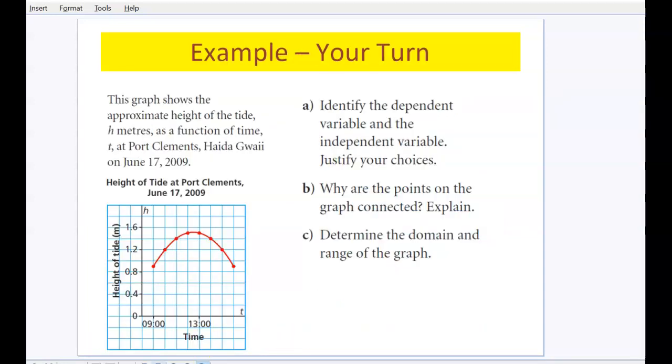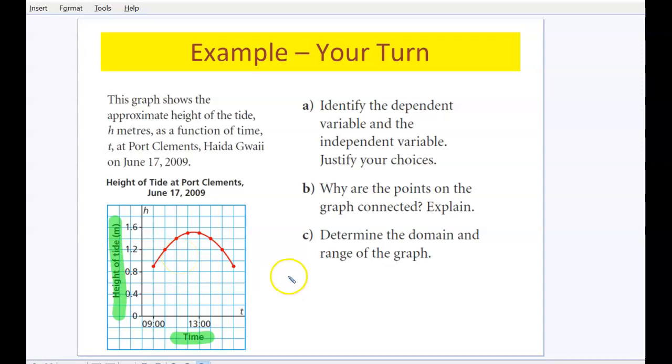Okay, this graph shows the approximate height of the tide of h meters as a function of time at Port Clemens in Hawaii on June 17, 2009. Identify the dependent and independent variables. So again, the independent is time, the dependent is the height of the tide. Why are the points joined in this graph? Because this is a continuous function. There's always going to be some tide at any particular time. So this one here, we join them because it's a continuous function.